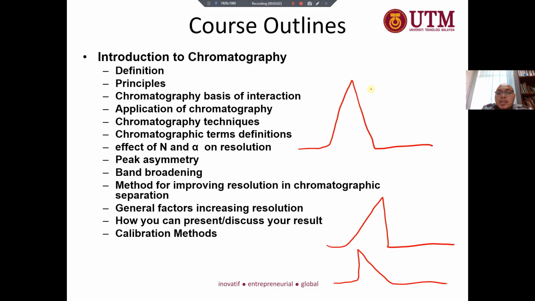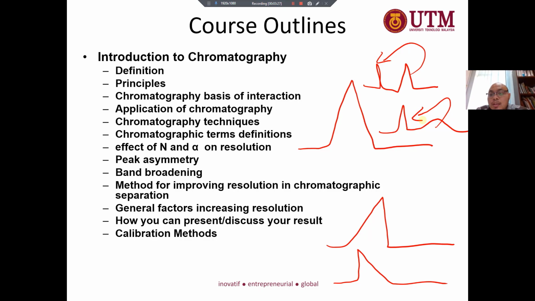Then we will learn about peak broadening, whether it is sharp or it is broad. Then how we can improve the resolution in chromatographic separation. How we can improve from peak broadening to get a very sharp peak, we will look into that as well. And then general factors in increasing the resolution. And then how can you present or discuss your result? We will look a little bit at that.